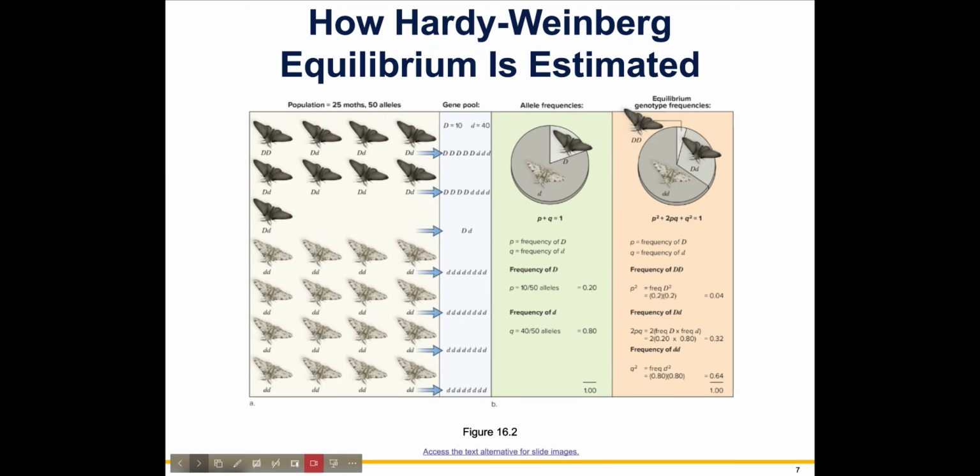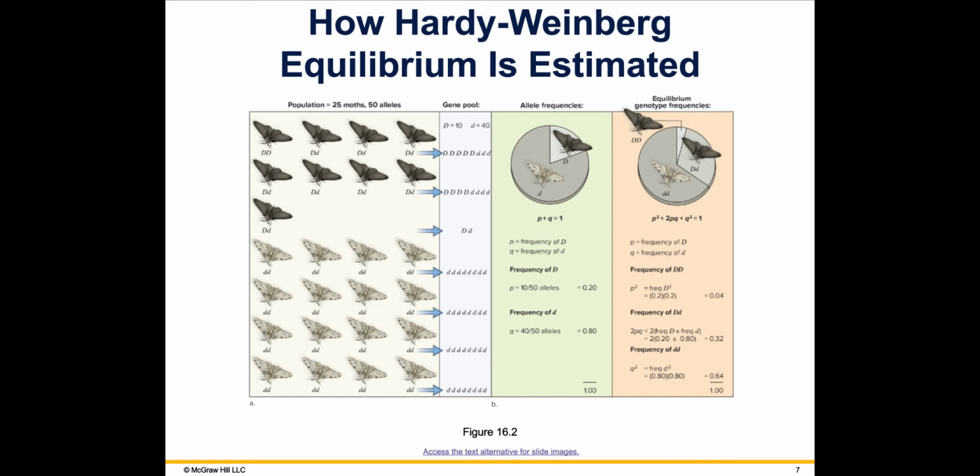So here is exactly what that would look like. You are an ecologist, you've gone out and you've counted the population, and you've determined from that that our dominant allele is there 10 times, our recessive allele is there 40 times, and then you do some math and you find that your p-value is going to be 0.2 because that's 10 out of the 50 total that you counted, and that our q value is 40 out of 50, and that is 0.8. So when we add 0.2 and 0.8, we get 1.